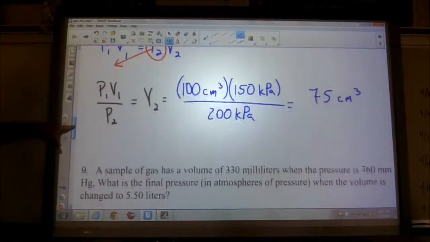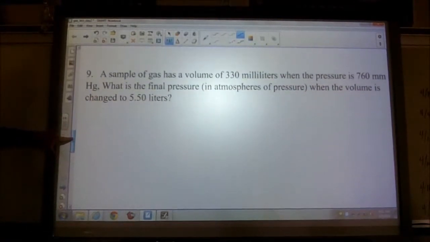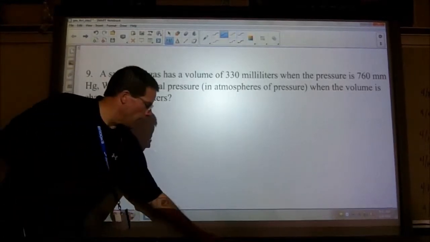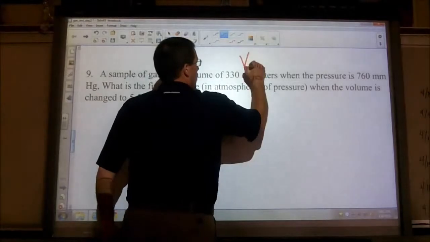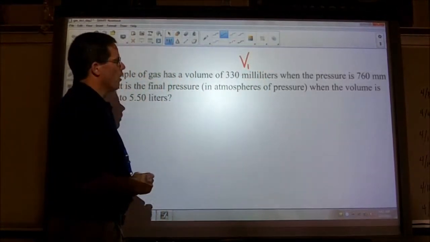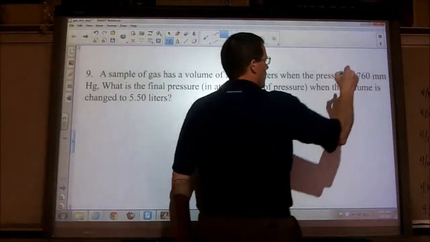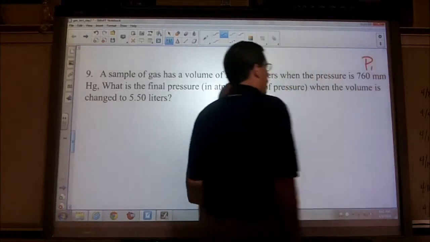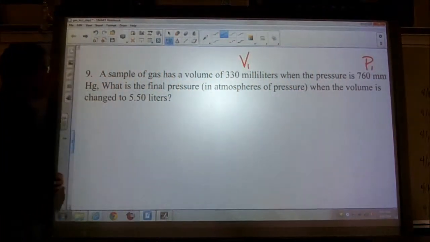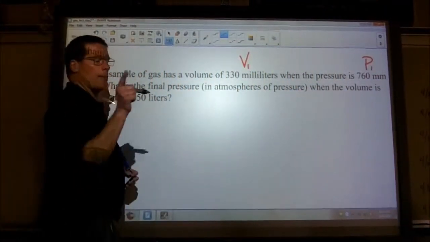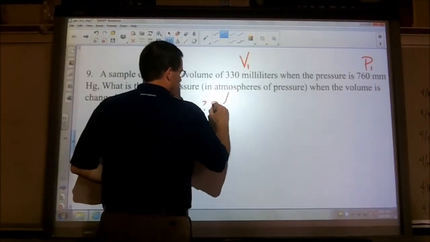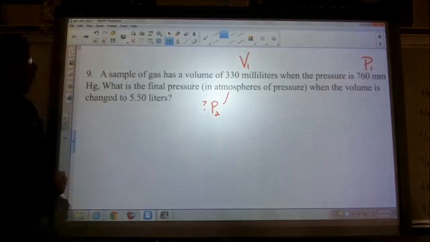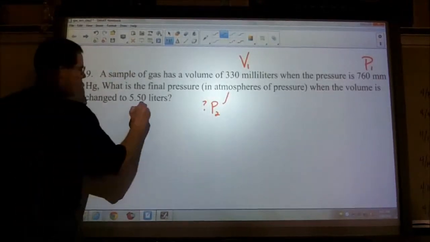Number 9 says that a sample gas has a volume. So here we have V1 of 300 milliliters when the pressure, so P1, is 760 millimeters of mercury. What is the final pressure in atmospheres? What a nice guy. So P2, when the volume is changed to 5 liters.